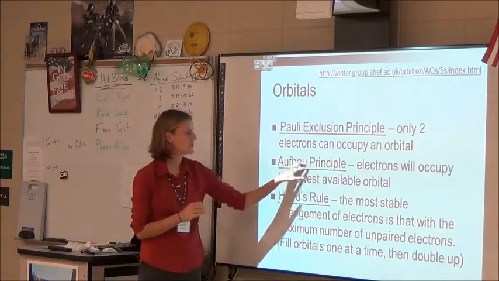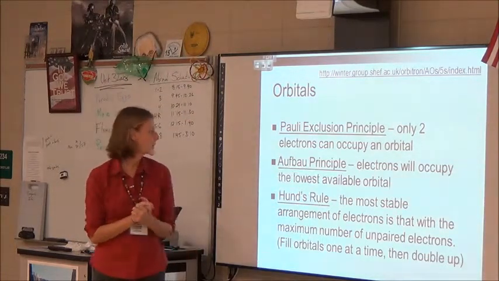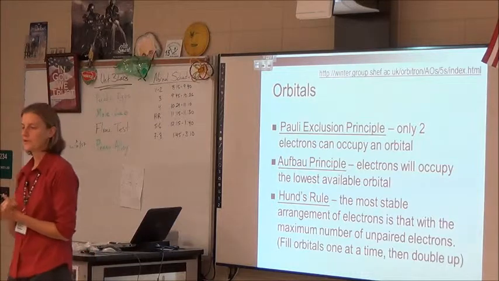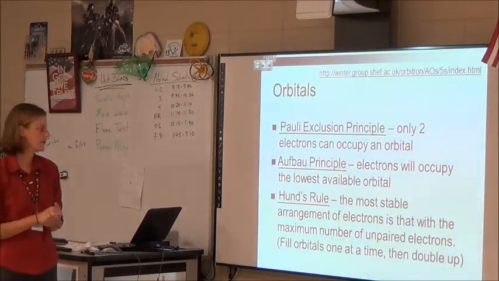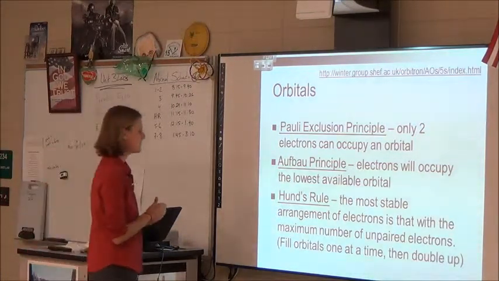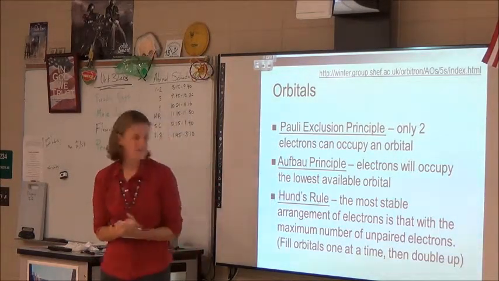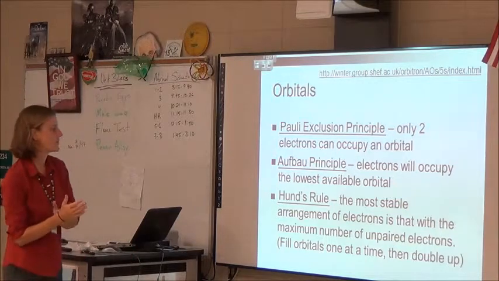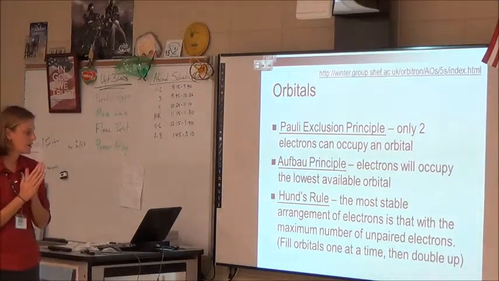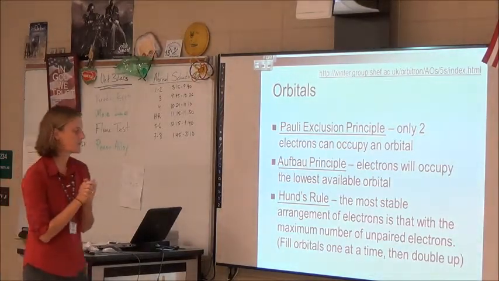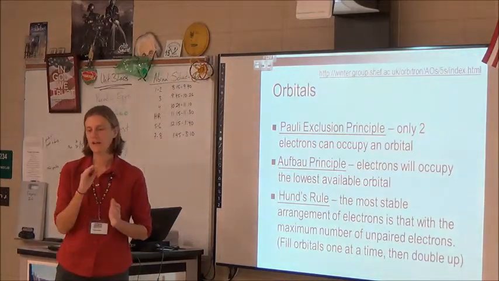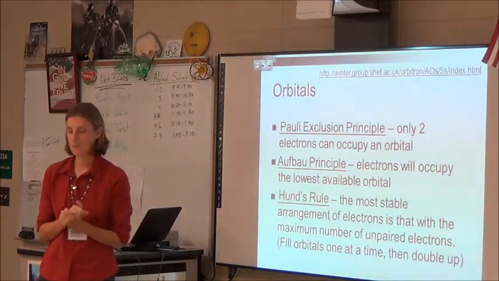The Aufbau principle says electrons will occupy the lowest available orbital first, like lowest energy level first, which Niels Bohr sort of already told us. And Hund's rule says the most stable arrangement of electrons is that with the maximum number of unpaired electrons. Again, allow me to explain this through an example in a moment.